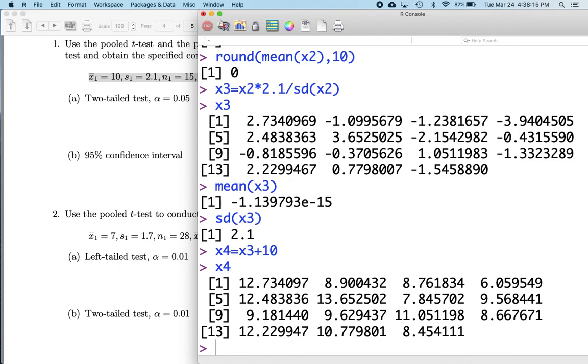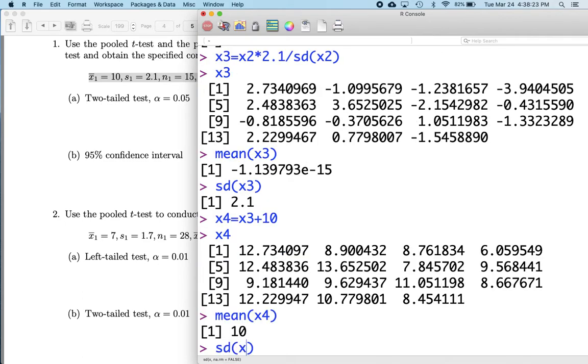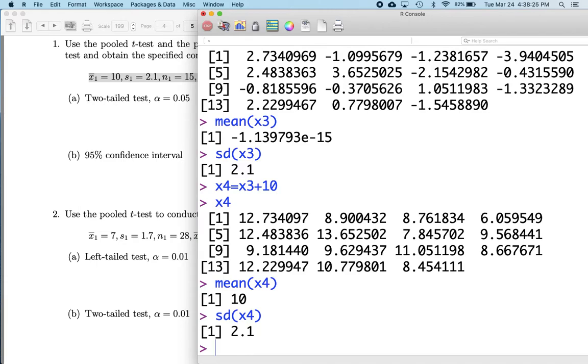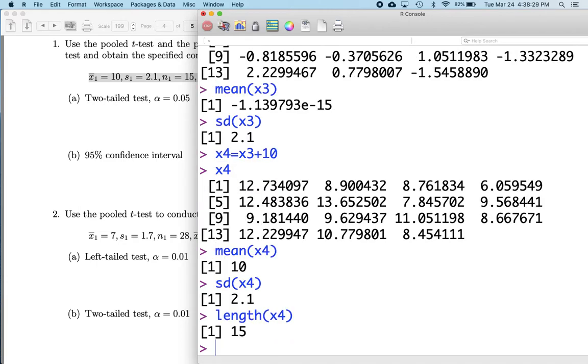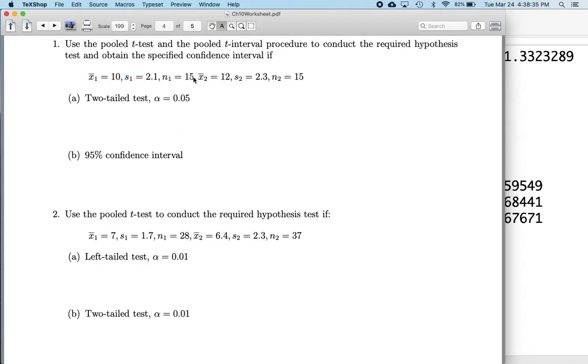Now x4, that data set right there, is going to be our data set that's going to have a mean. So our mean of x4 is going to be 10. Our standard deviation of x4 is going to be 2.1. We have 15 values in that set. So that's a way to kind of reverse engineer a set that has these properties. You know, the sample size is 15, the mean is 10, and the standard deviation is 2.1.